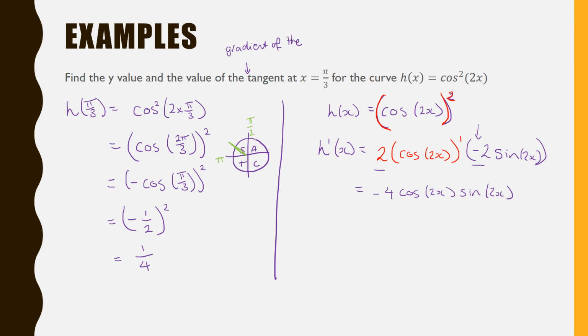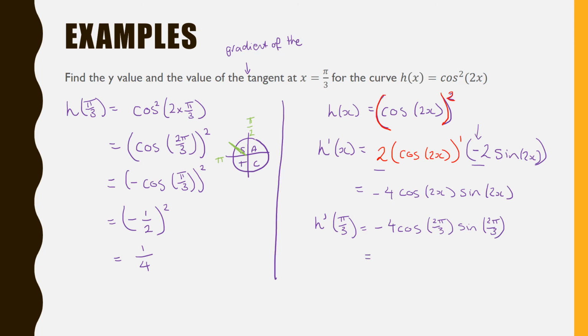At this point, we could, if we liked, use some of those double angle formulas from earlier to rewrite this expression, but I think that's just making things much more difficult than it needs to be. Instead, we're wanting to find the gradient of the tangent at this point, so let's now substitute in our value of pi on 3. So we will get negative 4 lots of cos of 2 pi on 3 multiplied by sine of 2 pi on 3.